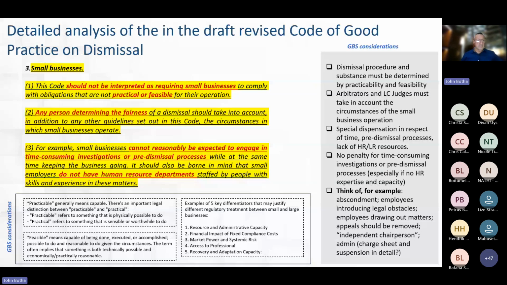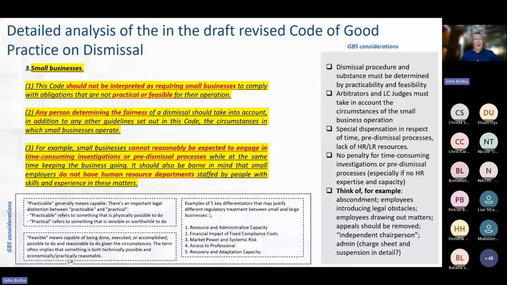Now, if we take a look at unpacking the words practical, feasible, etc., the word practical means capable. In other words, there's a distinction between practicable and practical. Practicable refers to something that's physically possible, whereas practical refers to something that's sensible or worthwhile. And they use the word practical, not practicable. So they're saying to you, use processes, use resources, but only in that it's sensible, given the circumstances that you face. And then feasible means that it's capable of being done, given the circumstances. In other words, it should be technically and economically possible.